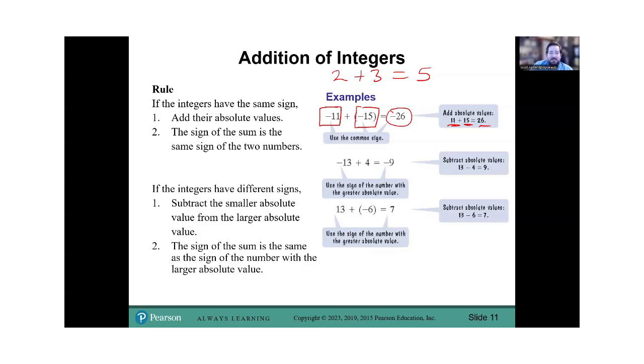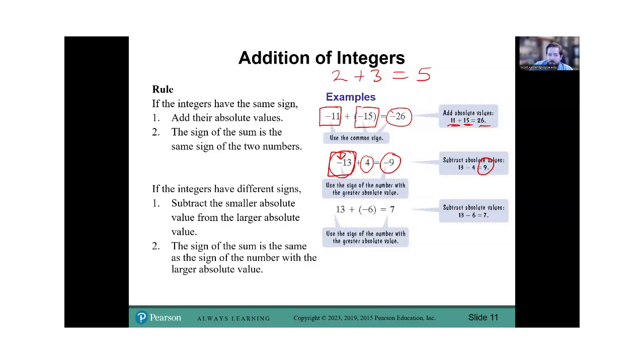If the numbers are different from each other, like -13 plus 4, then those absolute values subtract from each other. So I'm going to take the difference between 13 and 4, which is 9. And then I'll take the sign of the greater magnitude number. So this 13 is the bigger number. It's negative, and so my answer should be negative. So -13 plus 4, I find the difference, which is 9, and it's negative because the greater magnitude number was negative.